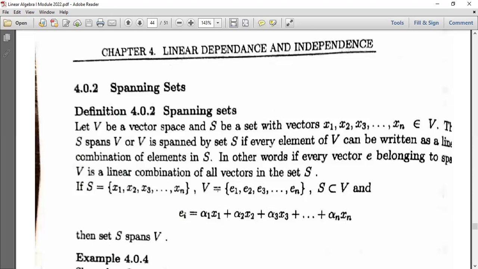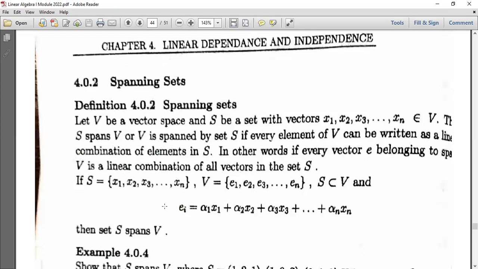So if S is this and V has these elements, then the dimension of S is the same as the dimension of V. Therefore, S, the spanning set, is normally a subset of the vector space. The spanning set is a subset of the vector space, and every vector ei, a representative of any element we can pick here, can be written as a linear combination of vectors from the spanning set.